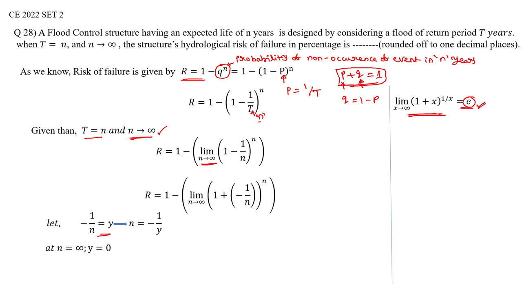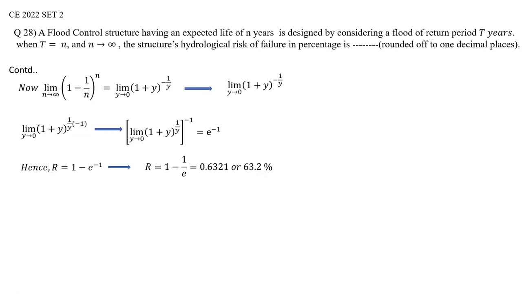Now let's assume minus 1 by n equals y. So n will be minus 1 by y. When n equals infinity, 1 by infinity is 0, so at n equal to infinity, y equals 0. These are a few basic mathematics from BTech first year, so I hope you are comfortable with that. Now we'll use the same analogy here.